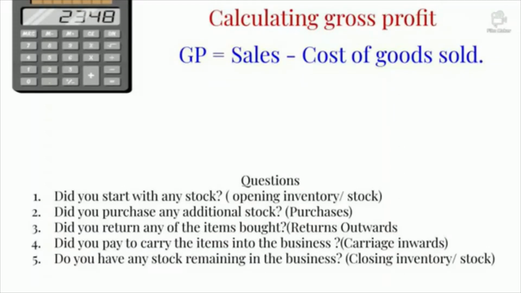Question 4. Did you pay to carry the items into the business? Here we are referring to carriage inwards, which is the cost the business bears to carry goods into the business. As such, you will add your carriage inwards. Final question, question 5. Do you have any stock remaining in the business? Now, the stock at the end of the period is known as the closing stock. Always remember to use these 5 questions when you are trying to find the cost of goods sold.